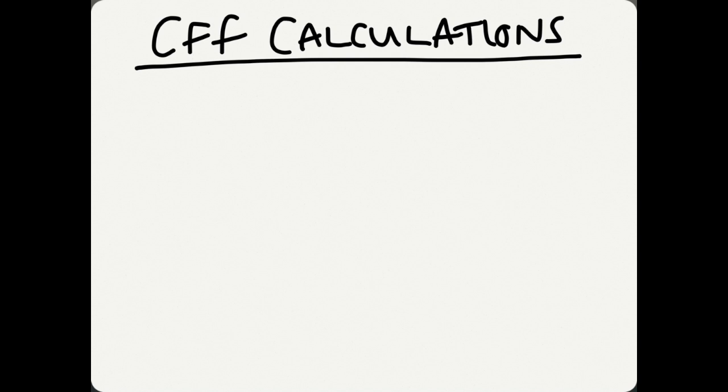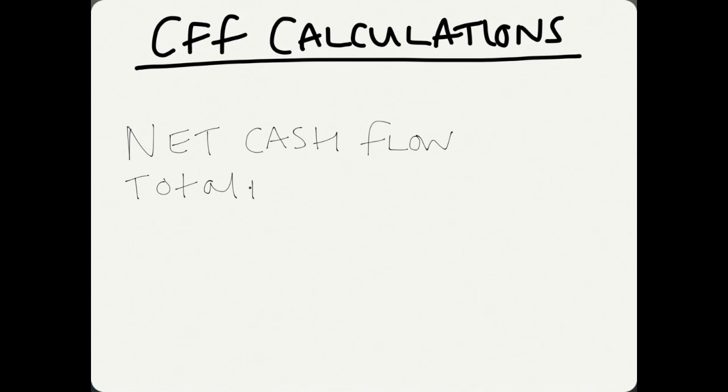So the formula that you need to know: net cash flow is calculated by total inflows minus total outflows.